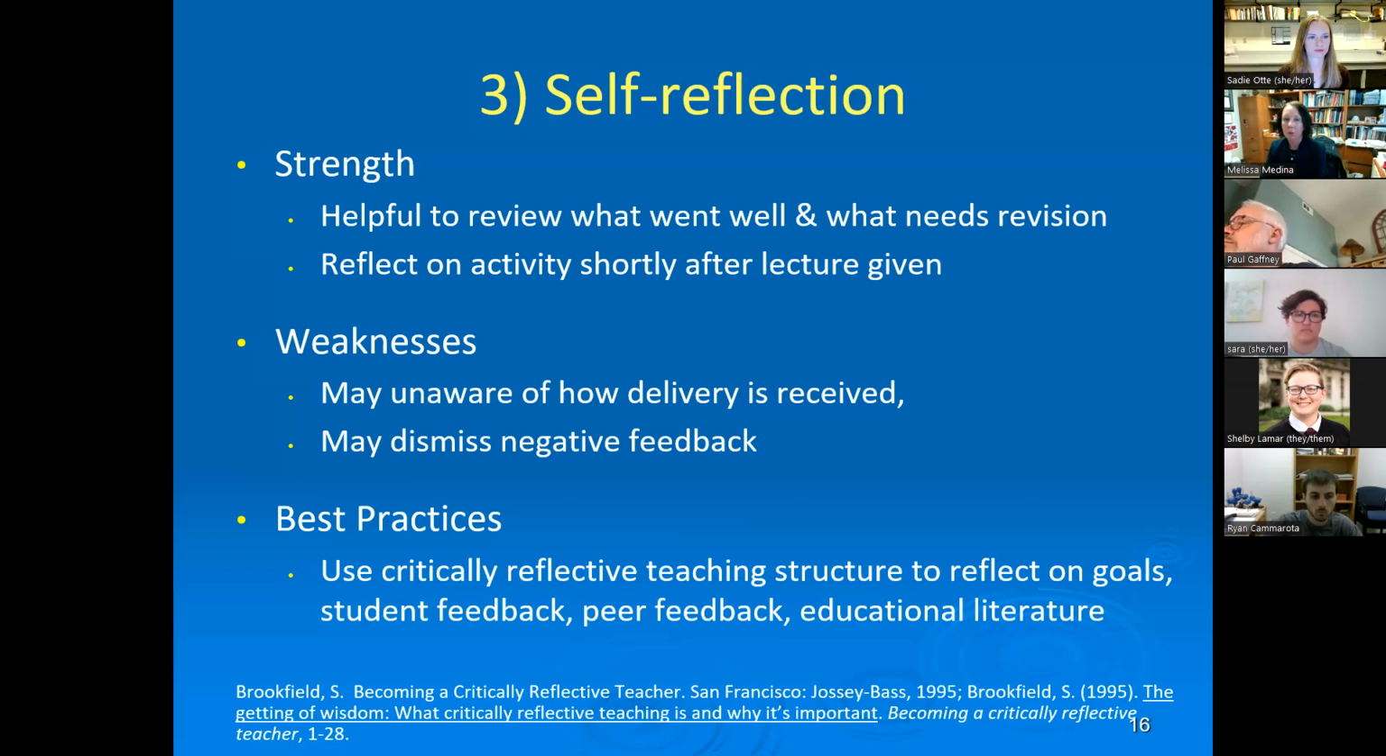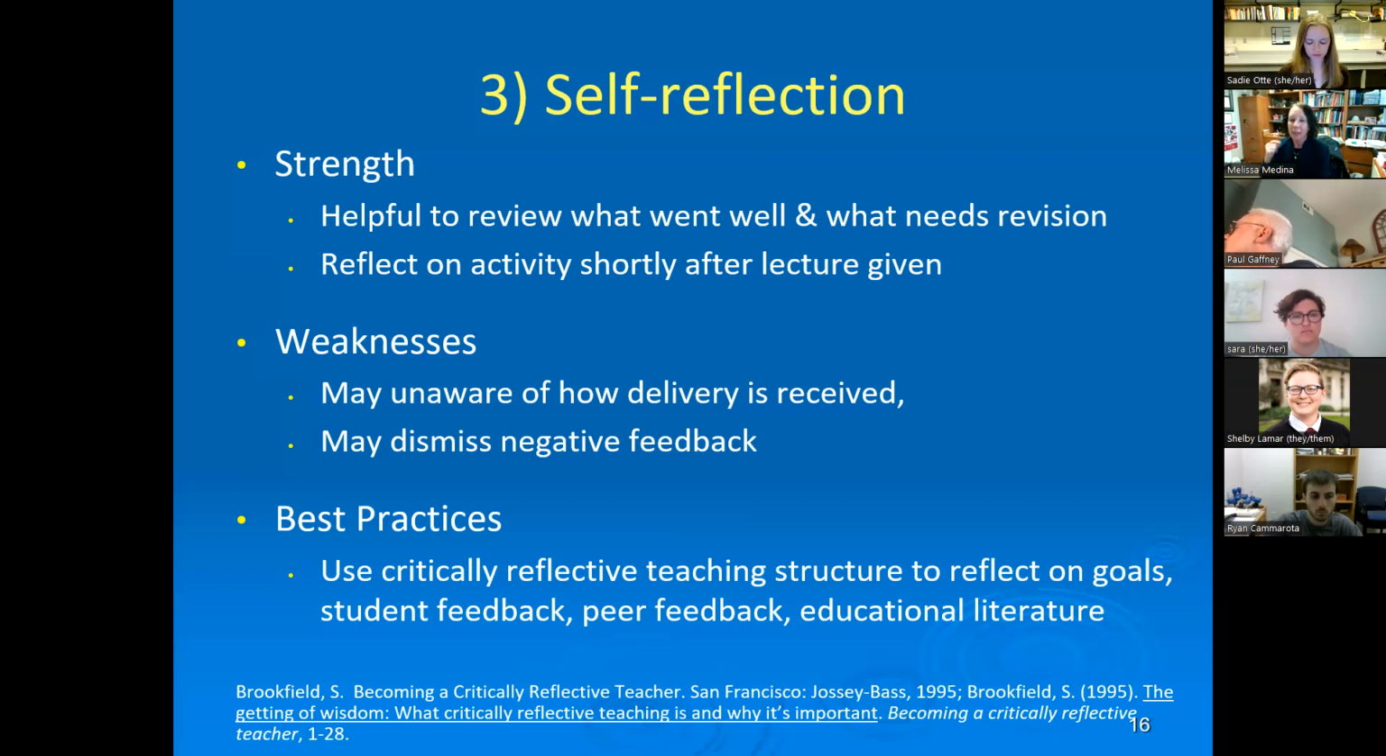Now, the problem with self-reflection is that you may not be aware of how your delivery is being received. You may not be aware of some of your habits. Now, when I do a peer evaluation, I like to say that the low hanging fruit is counting up the number of times someone says "um." And when I ask the person that I'm evaluating, what do you want feedback about? They usually say, do I say "um" too many times? So even though that's low hanging fruit, oftentimes there's bigger things that you could do to improve your teaching.